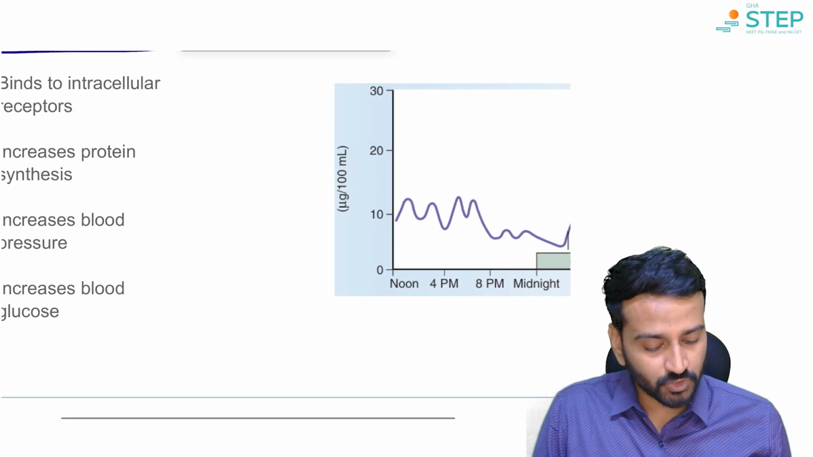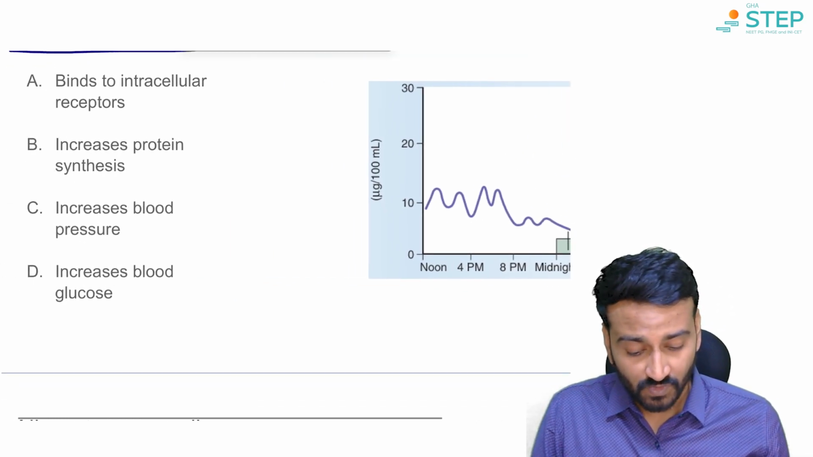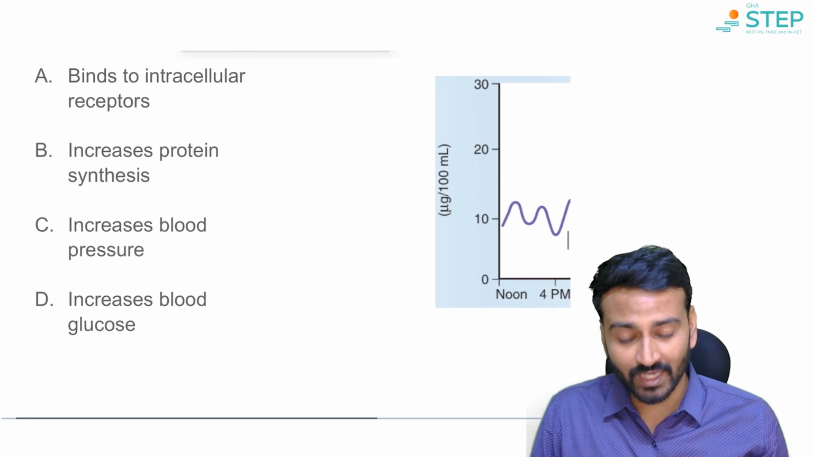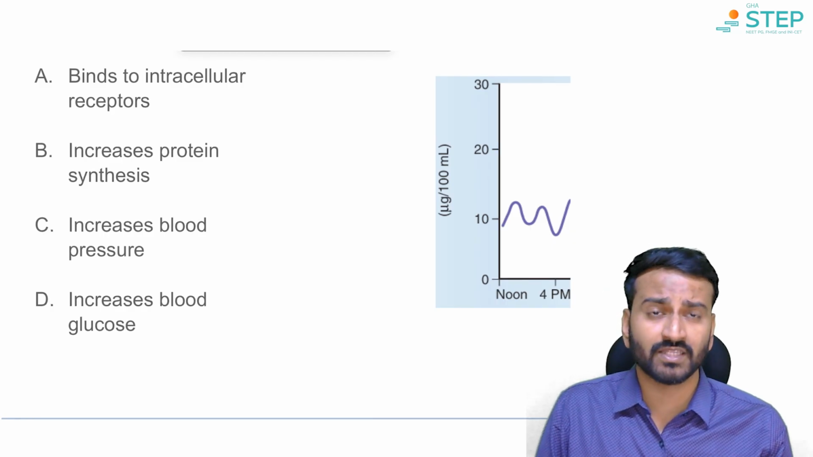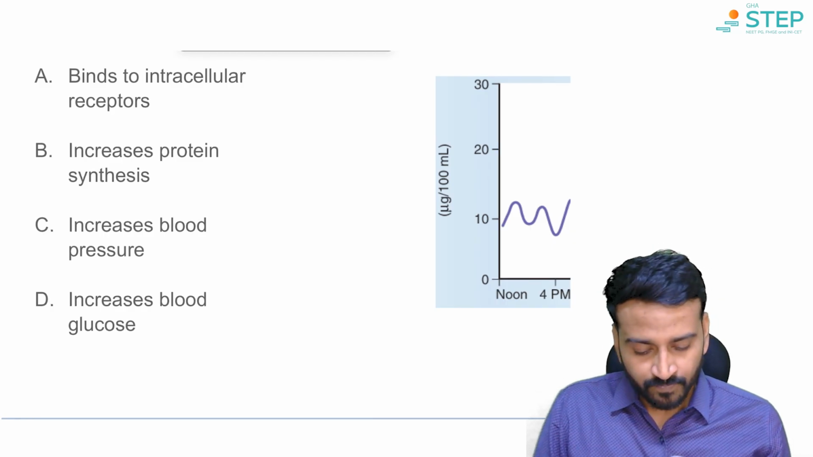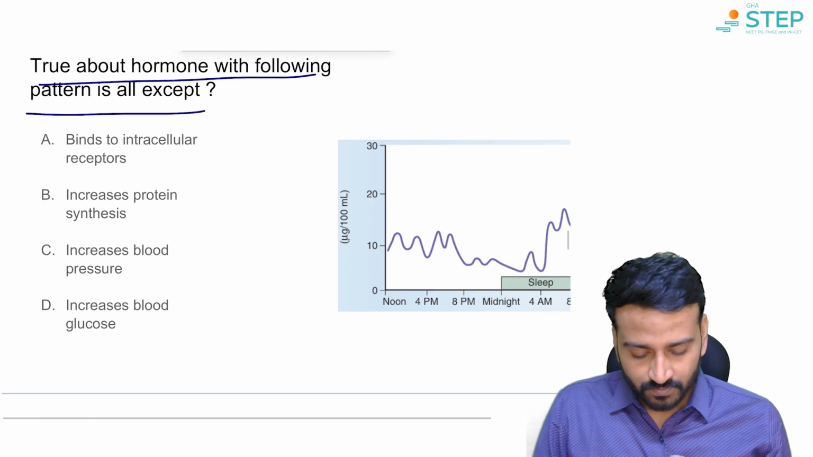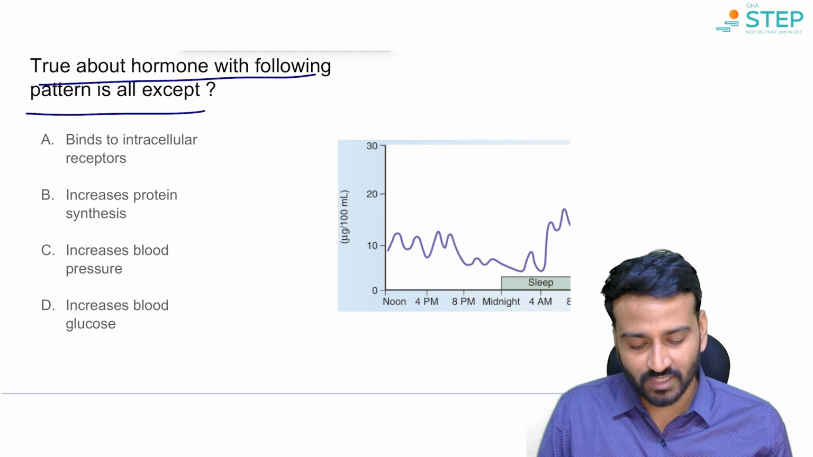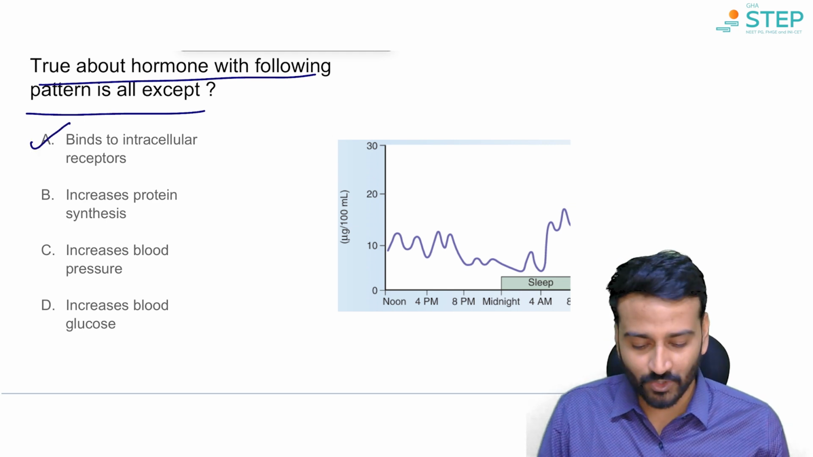Okay, that is usually seen, thyroid hormone, in the early hours, that is around 4 a.m. and 3 a.m. like that. Okay, so all are true except binds to intracellular receptor. Yes, it's a steroid hormone.